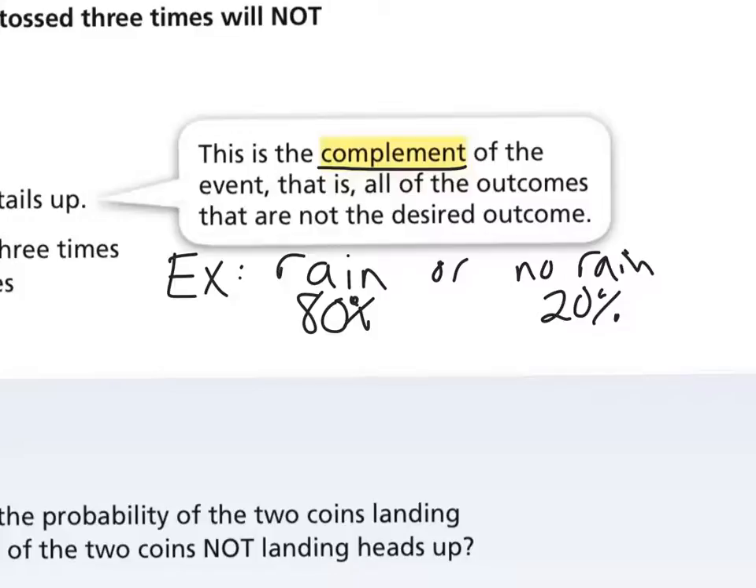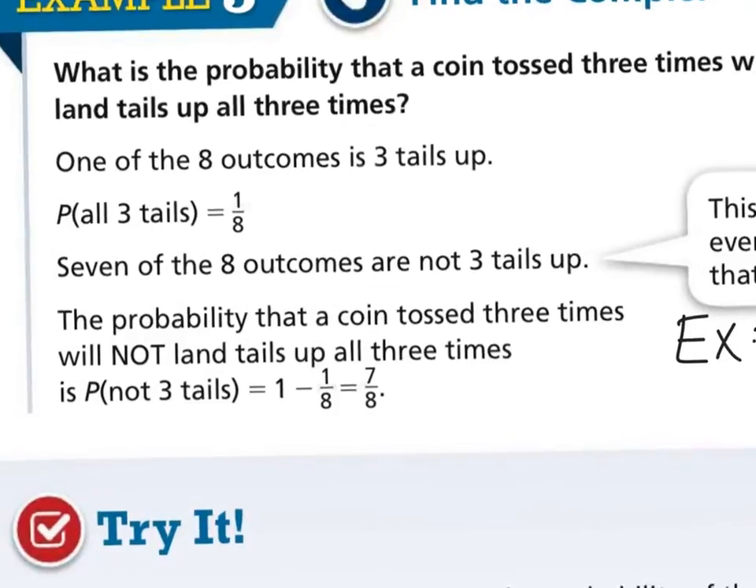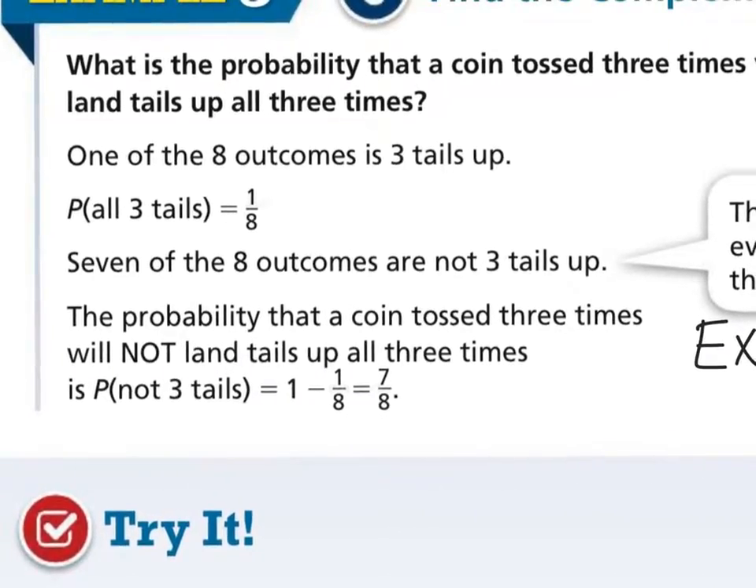Now obviously there's other stuff we could talk about, just a precipitation chance. There's other variations of precipitation, sleet, snow, different things like that. But just for that example, that's an example of complements of each other. So that can help us because if you look on this problem, the chance of getting all 3 tails was 1 out of 8.